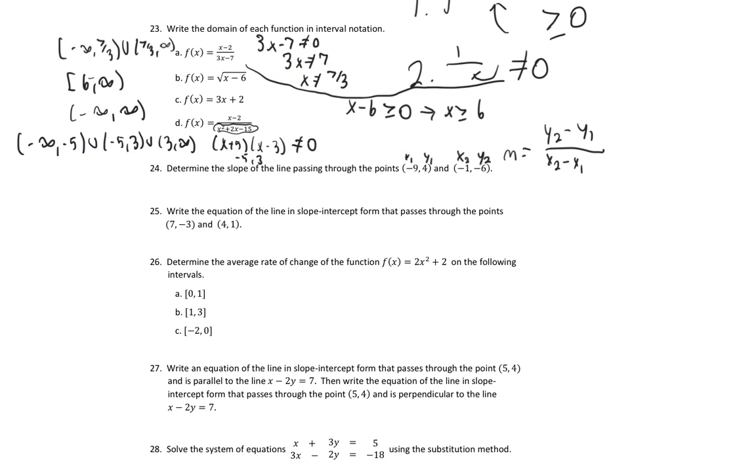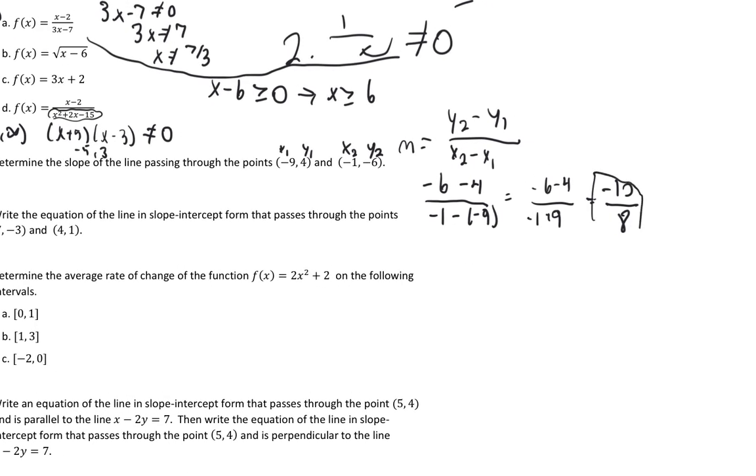So just plugging that in, minus 6 minus 4 over negative 1 minus negative 9. We have a minus minus, so that will become a plus 9. Minus 6 minus 4 is negative 10. And on the bottom, we get negative 1 plus 9, which will be 8. So this is our slope. We can actually reduce this a little bit: minus 5 over 4. You can divide top and bottom by 2.